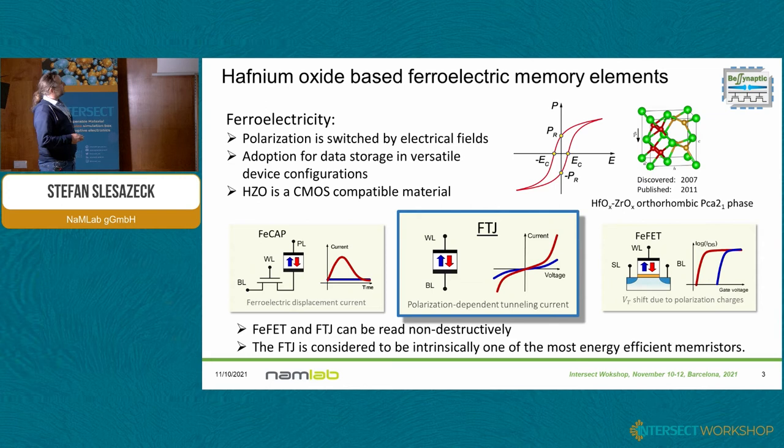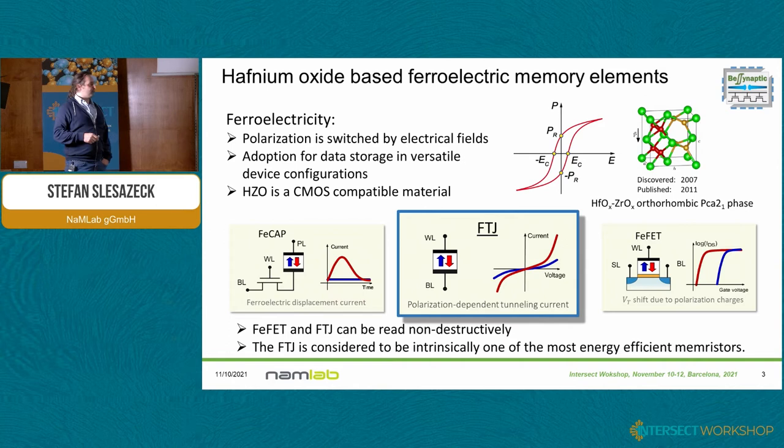This is the ferroelectric capacitor where you apply voltage pulses to switch the polarization, and in the same way you also perform the readout operation by transferring the switched charge to a bitline and sensing this with a sensor. Then we have the ferroelectric tunneling junction. It's also this kind of ferroelectric capacitor, but there you sense the leakage current through the device. And the FeFET device was already briefly introduced by Sven.